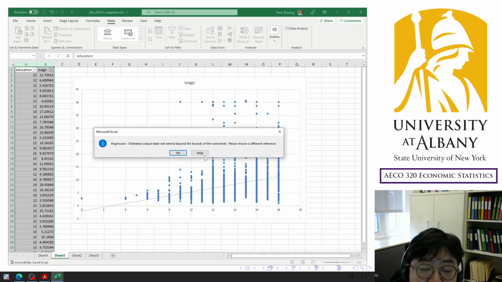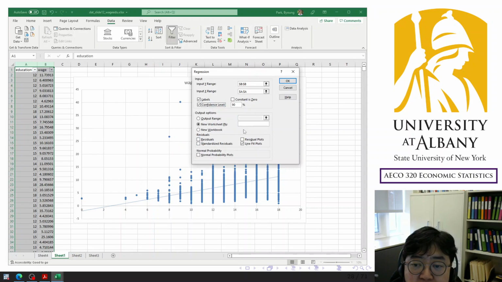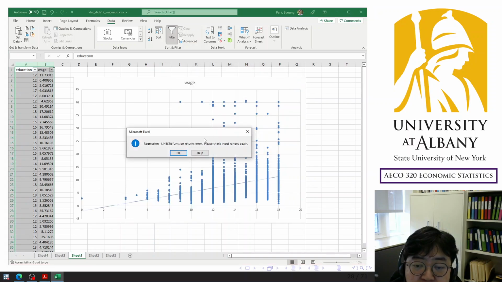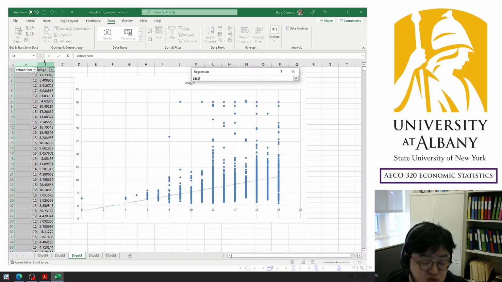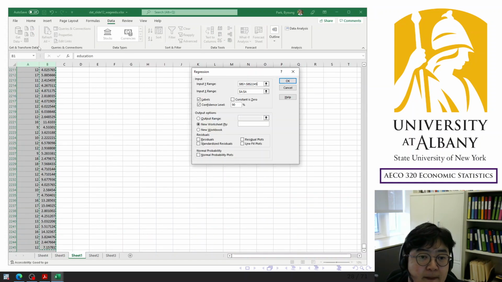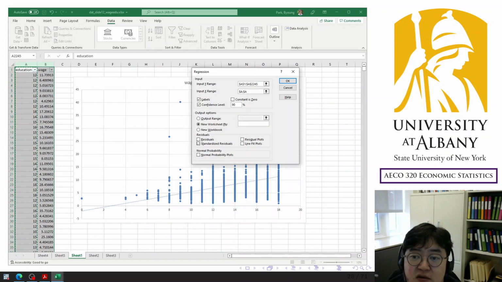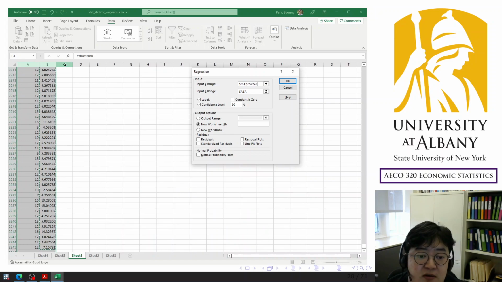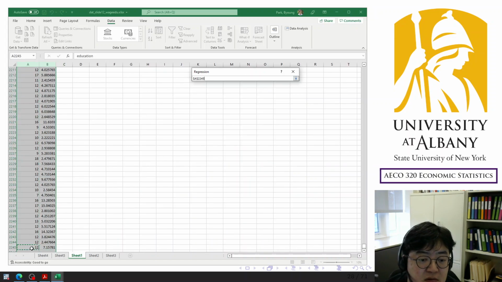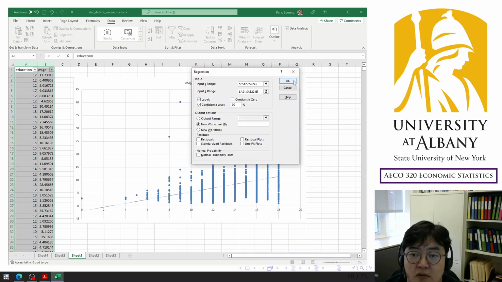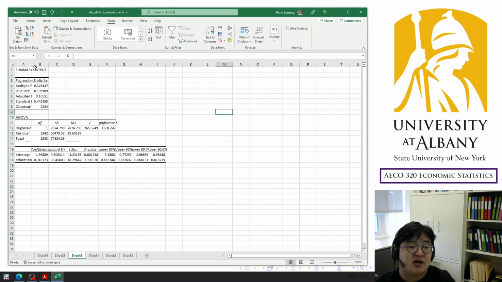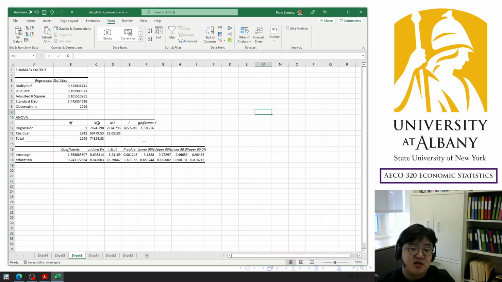Oh, I don't know what happened. Let me choose the data range more correctly. Oops. Better. So X is education and Y is wage. Let's click. Oh yeah, I made a mistake in choosing the data range.